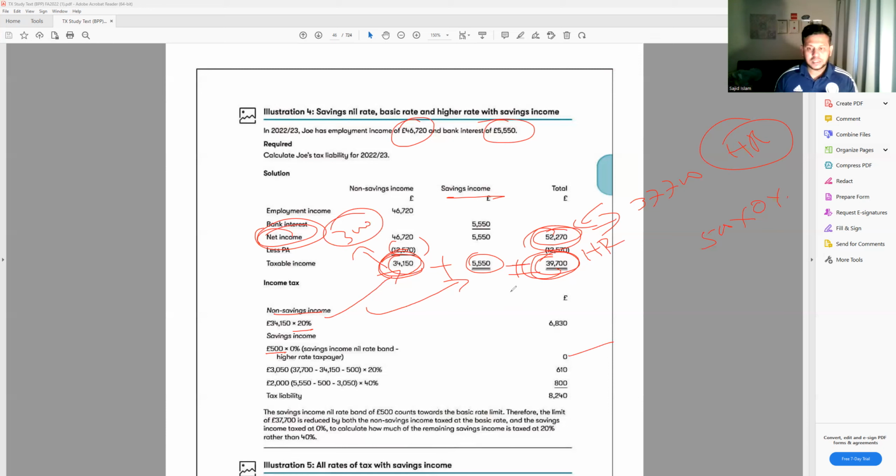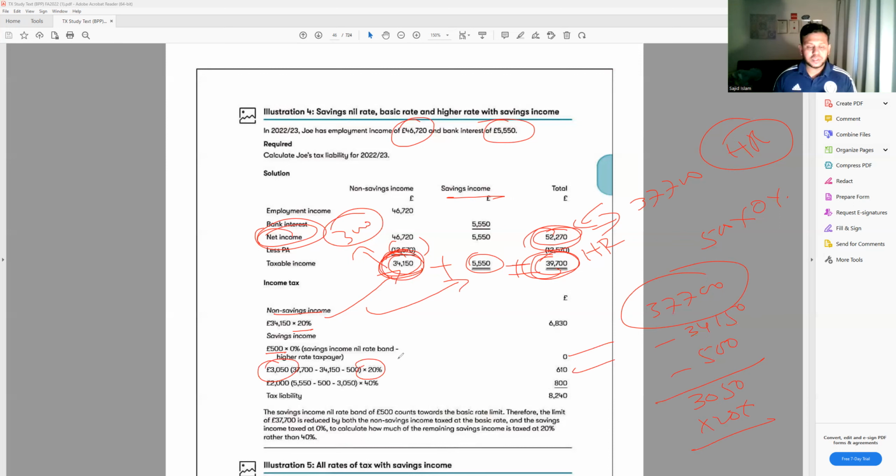Then the rest, how much do we have left from the basic band? Now the basic band is 37,700. From here, we already used 34,150 for the non-saving, and we also minus the 500 for the nil rate. So how much do I have left? I have 3,050 from the basic band. So here I'm going to use my 20%, because if it is more than 37,700, I have to pay higher rate tax, that is 40%. So 3,050 at 20% gives me 610.